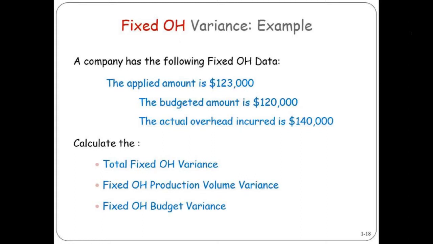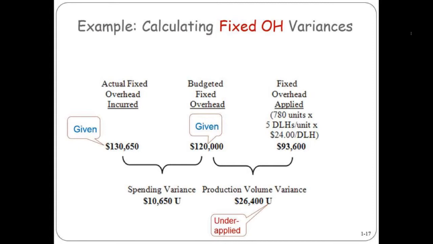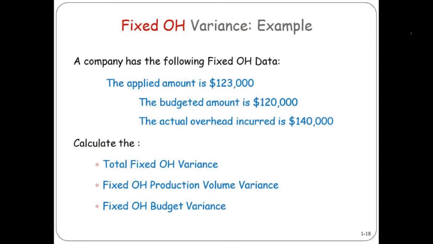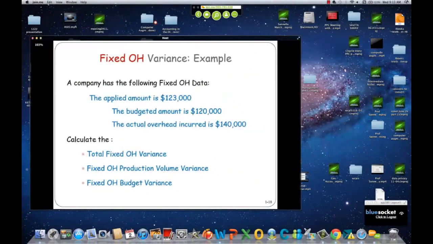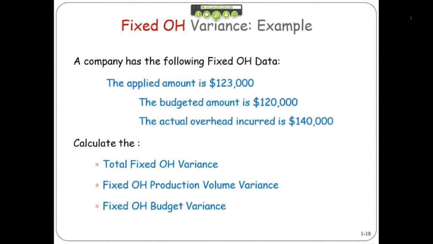Okay, to do it, it should take about a minute. Calculate the 3 variances here: the production volume variance, the budget variance, and the fixed overhead variance. The budget variance we also call spending variance. This is your actual. This is your budget. And this is your applied.